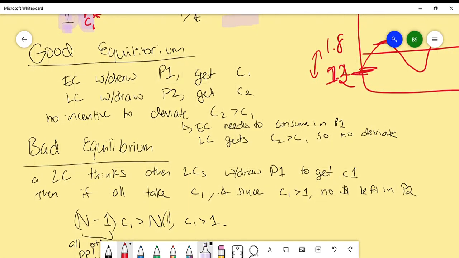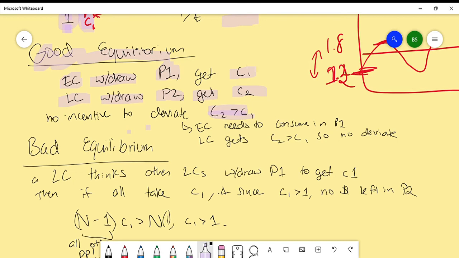So in this situation, there are two possibilities of how the world could turn out. One is a good equilibrium. In this case, all the early consumers withdraw in period 1 and they get C1. The late consumers withdraw in period 2 and they get C2. And it's perfect. In this case, there is no incentive for each of these people to deviate from the plan. Because first of all, the early consumers need to consume in period 1, so they take it all in period 1.